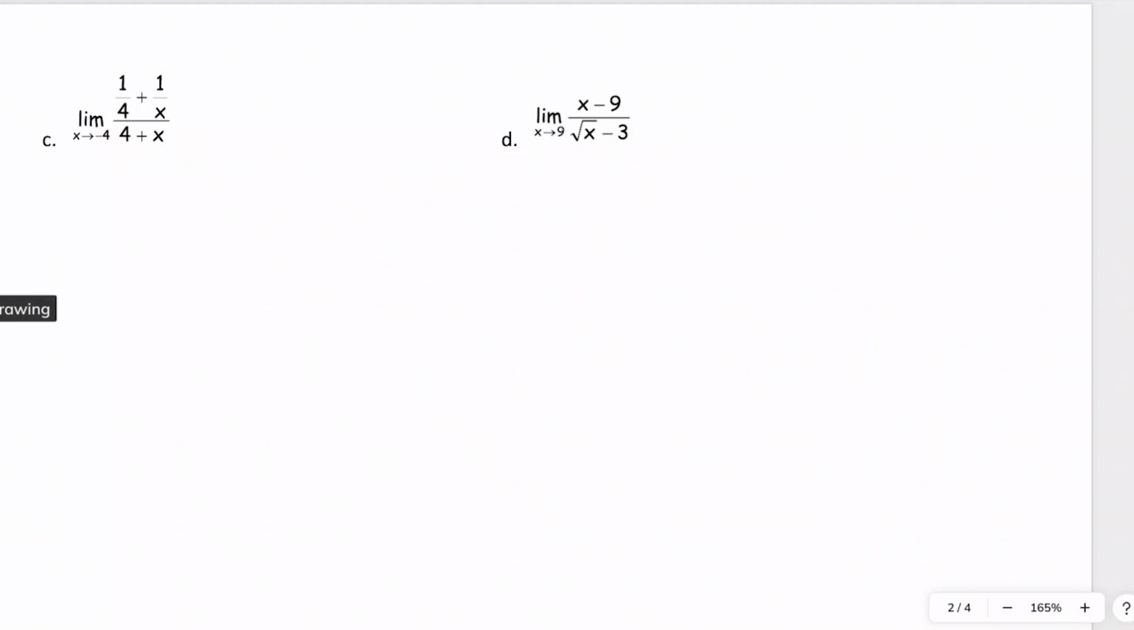So to find this common denominator, I'm going to multiply this top fraction by 4 over 4 and the 1/4 by x over x.